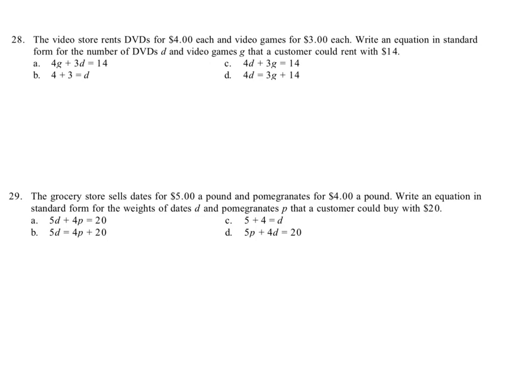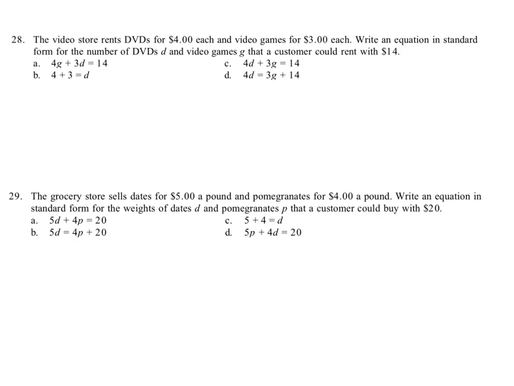Okay, these are easier than you think. It says video store rents DVDs for $4 each. You notice that they are using D as the variable for DVDs. And video games, G for games, for $3 each. Write an equation in standard form for the number of DVDs, D, and the number of video games, G, that a customer could rent with $14.